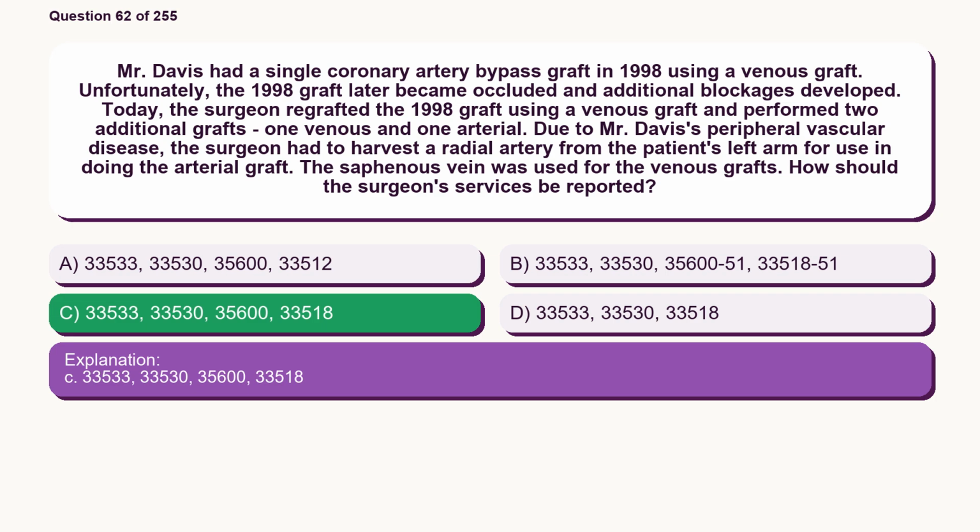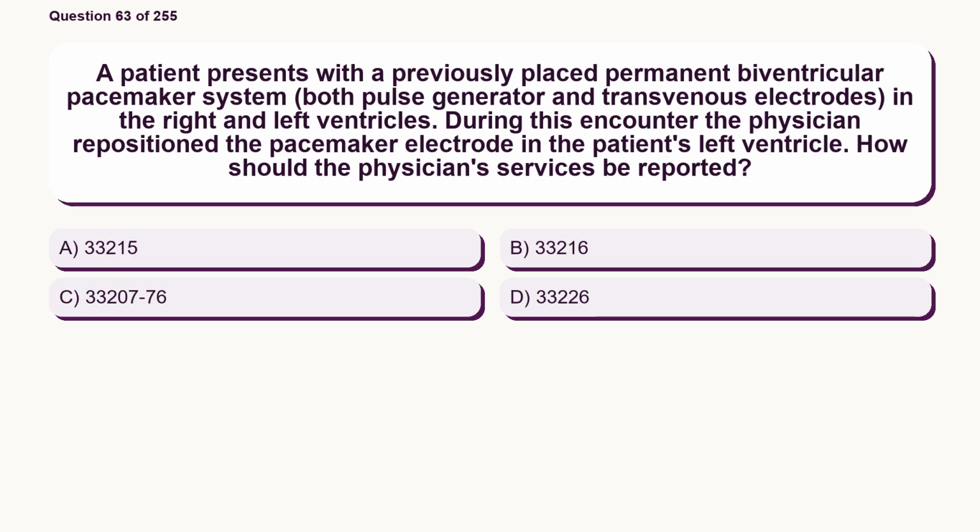33,518. Question 63. A patient presents with a previously placed permanent biventricular pacemaker system, both pulse generator and transvenous electrodes, in the right and left ventricles. During this encounter, the physician repositioned the pacemaker electrode in the patient's left ventricle. How should the physician's services be reported?